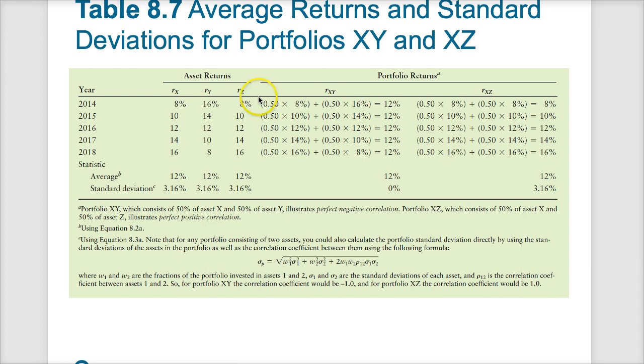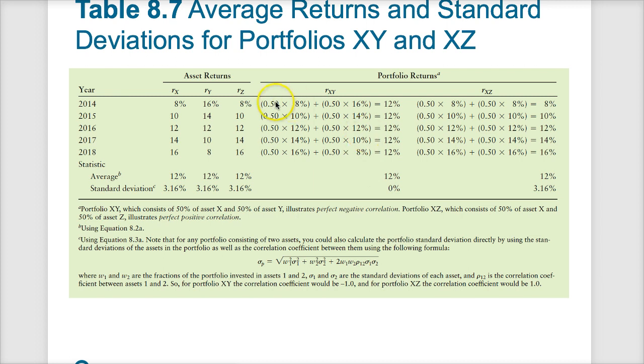So if we combined assets X, Y, and Z into two different portfolios, one would be X and Y. You see how they have different returns each year, but they both have the same average return and the same standard deviation. But combining them into one portfolio, we're able to reduce the standard deviation down to zero, which means a much more consistent return of 12% with very little risk.